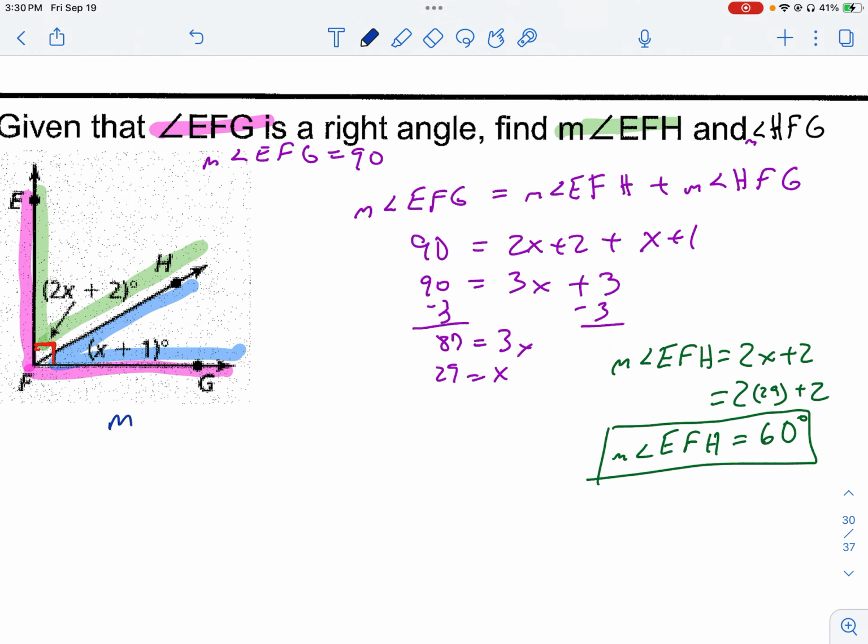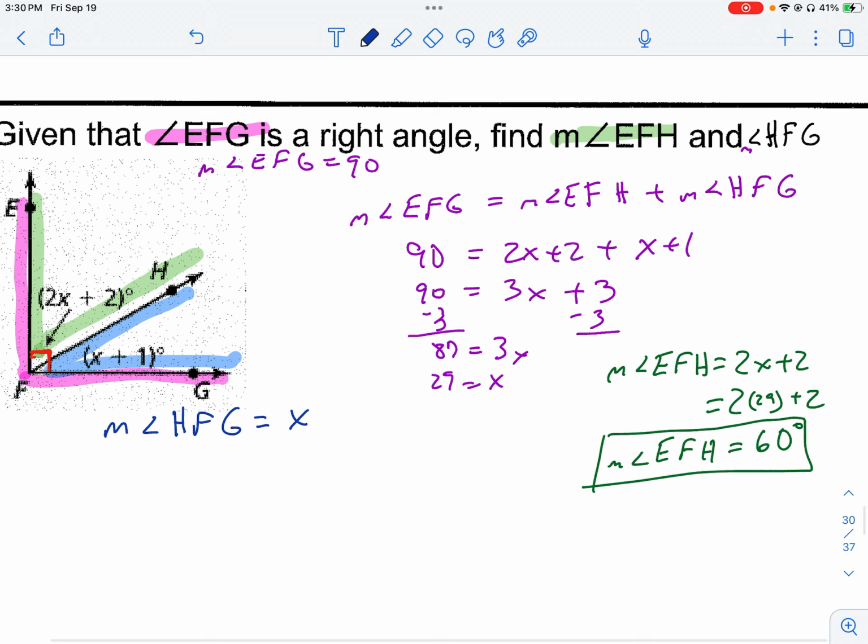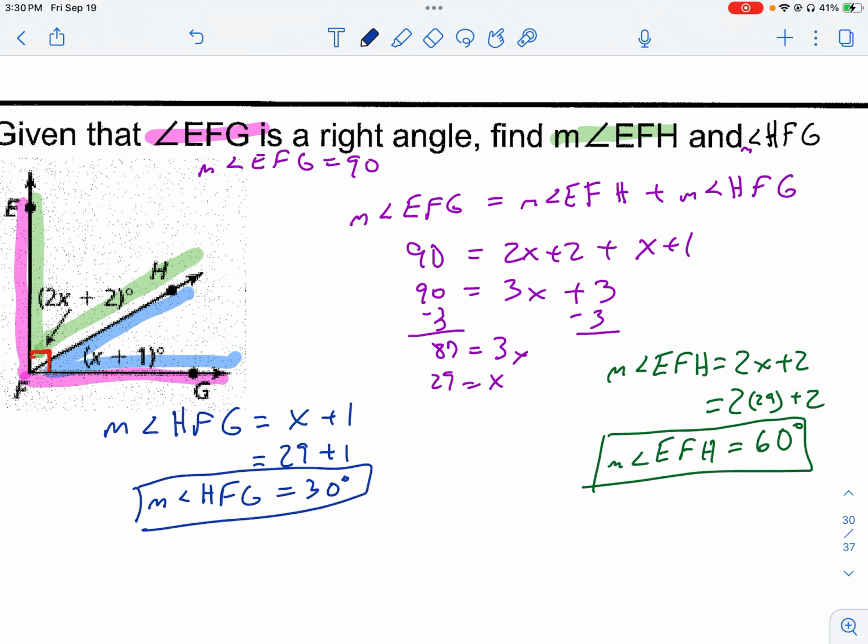Now let's find the measure of angle HFG. And that equals x plus 1. X is still 29. So the measure of angle HFG equals 30 degrees. And 60 plus 30 equals 90, which is what we started with. So we're feeling pretty good about things.